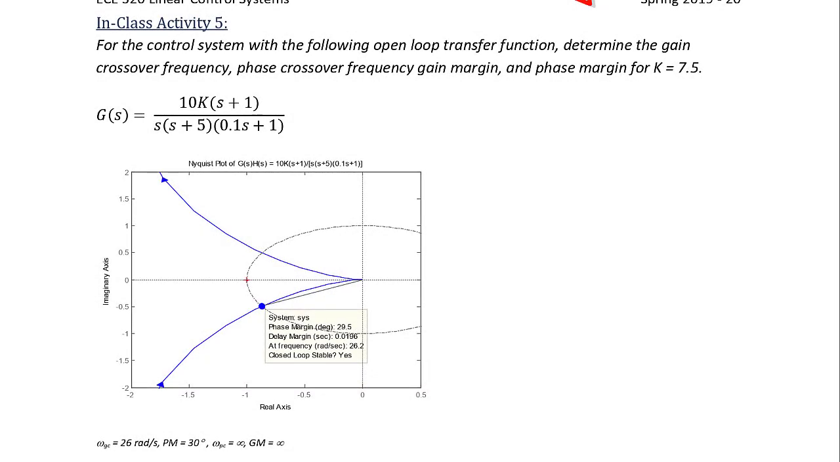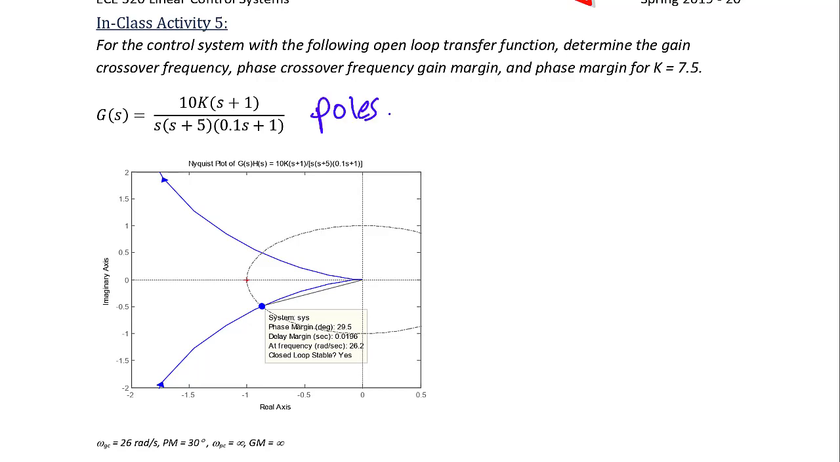In-class activity 5. For the control system with the following open loop transfer function, determine the gain crossover frequency, phase crossover frequency, gain margin, and phase margin for K equals 7.5. G(s) is equal to 10K times (s+1) over s times (s+5) times (0.1s+1).